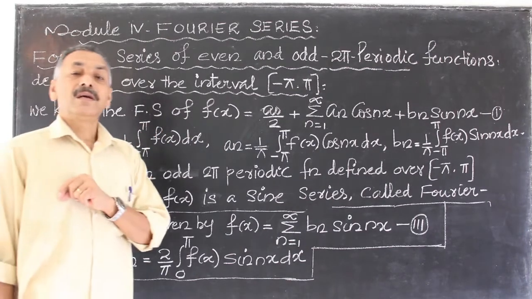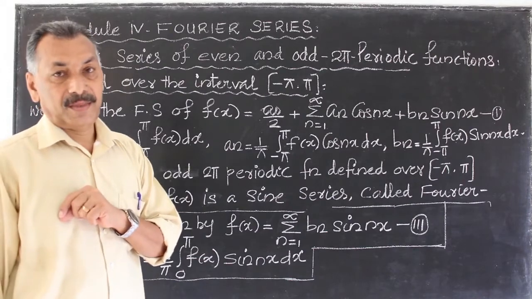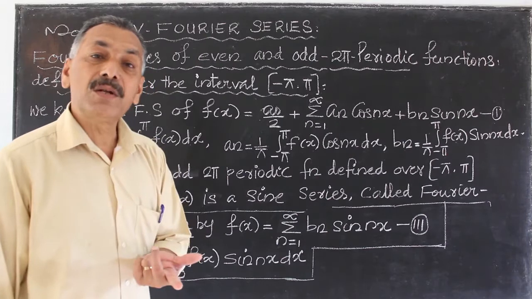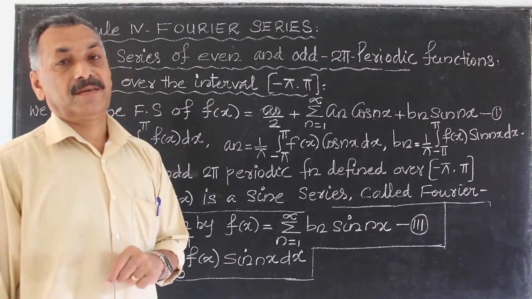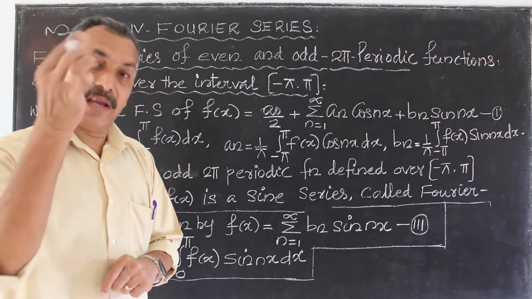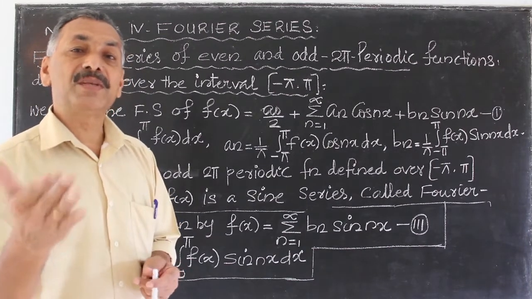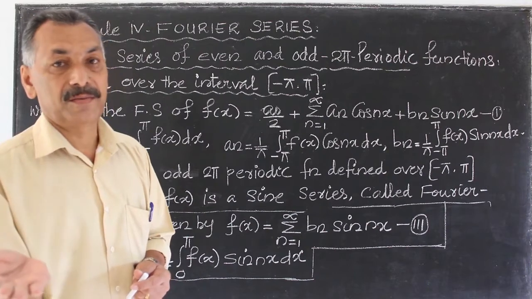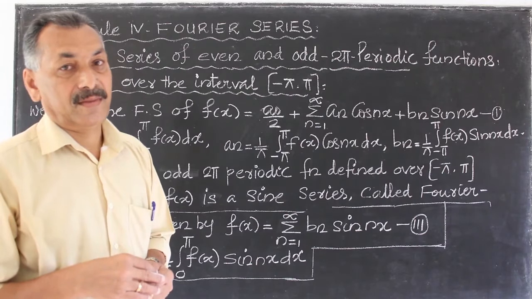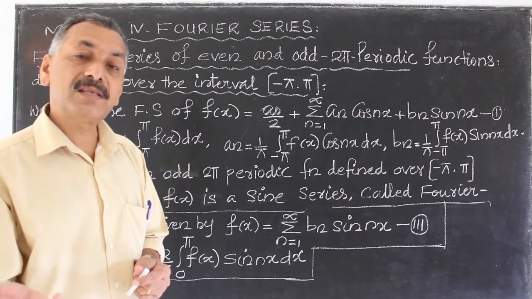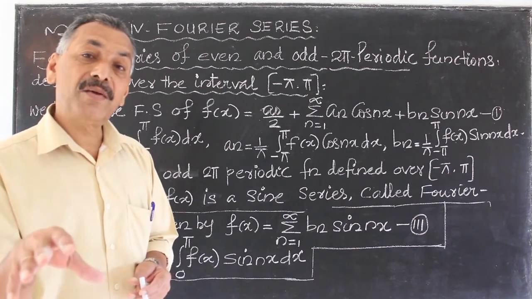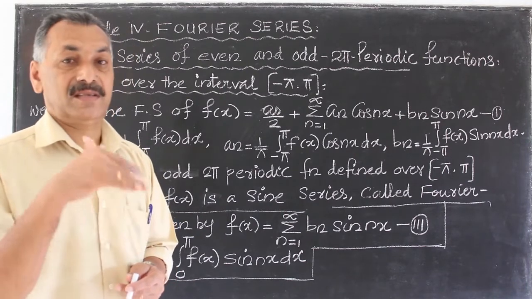Next we assume that f(x) is an odd function. If f(x) is an odd function, that means f(minus x) is equal to minus f(x). The value given from 0 to pi, its negative will be the value from 0 to minus pi. That is, f(minus x) is equal to minus f(x). That is, the value for plus x, its negative is the value for minus x.